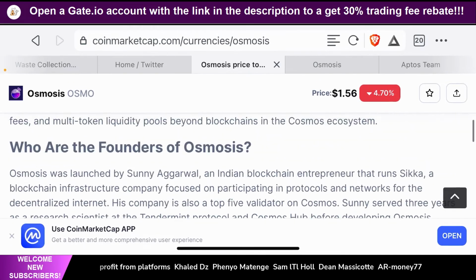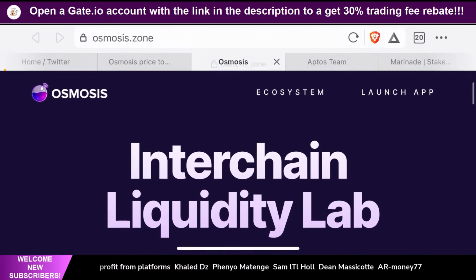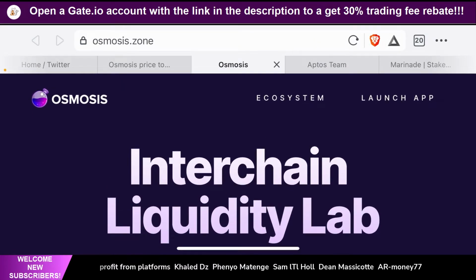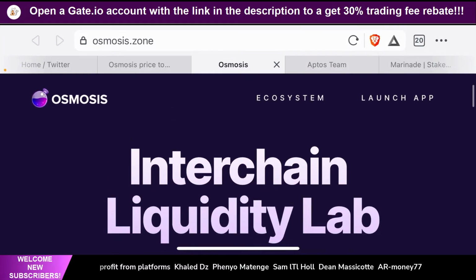So now that we quickly went through this, let's go to the website itself, which is osmosis.zone. So first of all, you need to understand that this project has been around for quite some time, and they have a lot of things going on the website. The most important thing is that if you need to access their app itself, you need to have a Keplr wallet, which is the most popular Atom-based wallet that you need to have. There are other Cosmos ecosystem based wallets that you can use, but Keplr wallet is the most popular.